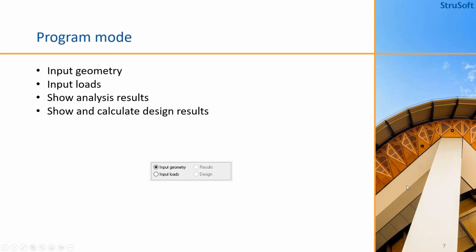When you have selected the code, then you get introduced to the interface, and one of the key features of frame analysis is the program mode. There are 4 different modes. One is for input geometry, the other is input loads, and then we have the analysis and the design modes.